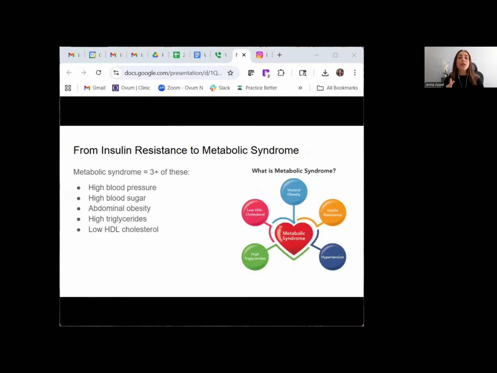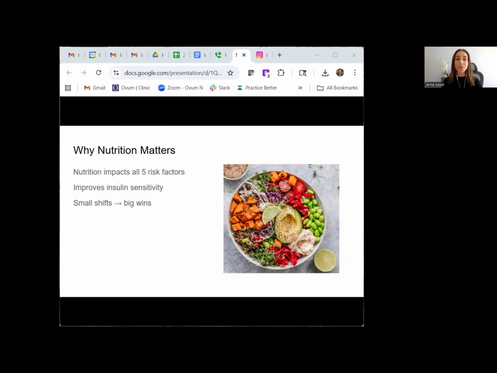So from insulin resistance, how do we get to metabolic syndrome? When insulin resistance isn't addressed and goes on for a long time, it often progresses into metabolic syndrome. This is a cluster of risk factors, including high blood pressure, high blood sugar, abdominal obesity, high triglycerides, and low HDL cholesterol. Having three or more of these increases the risk of developing type 2 diabetes and heart disease.